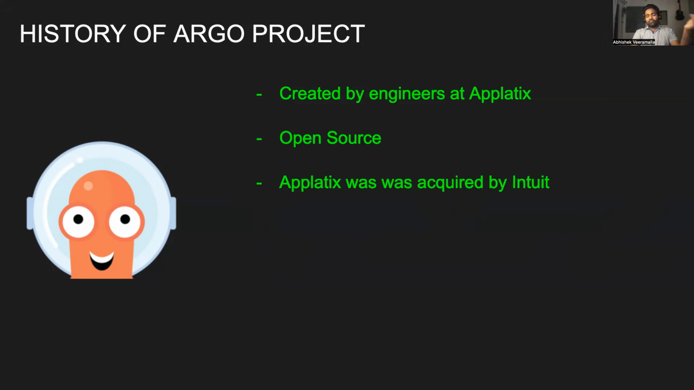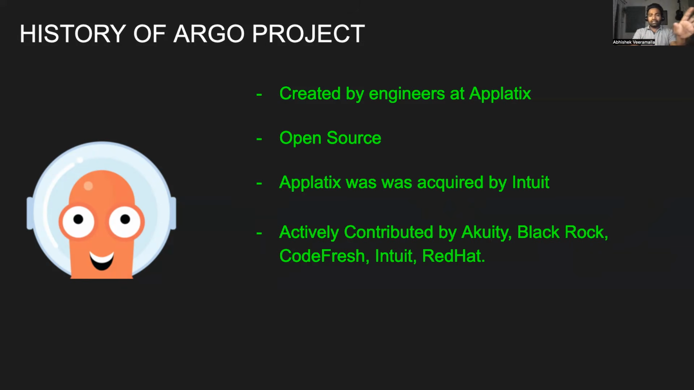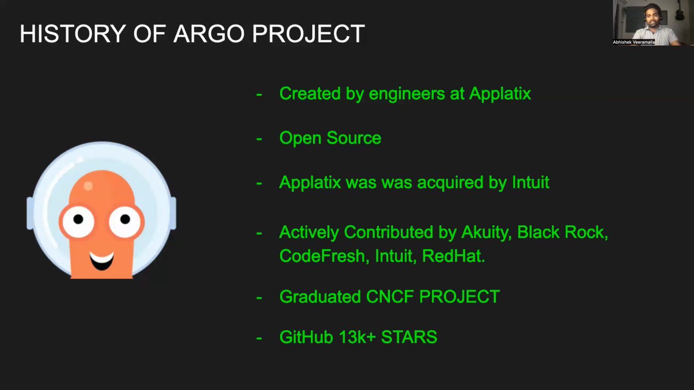Okay, then of course, Applatix was acquired by Intuit, and there are very active contributors to Argo CD, which is one of the core strengths of Argo CD. You have people from Equinix, BlackRock, Codefresh, Intuit, Red Hat. I just placed the company names in alphabetical order. There is no significance of one company contributing more or one company contributing less. So these are the top contributors. And now it's a CNCF graduated project along with Flux. So Flux is also a CNCF project. And Argo CD is a GitOps tool that has 13K plus stars. So you can understand the popularity. I'm not going to deep dive any more into the history.